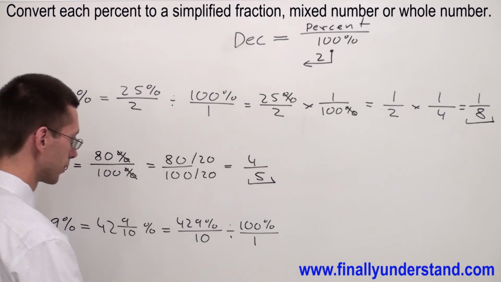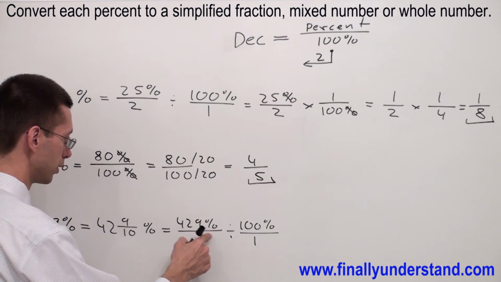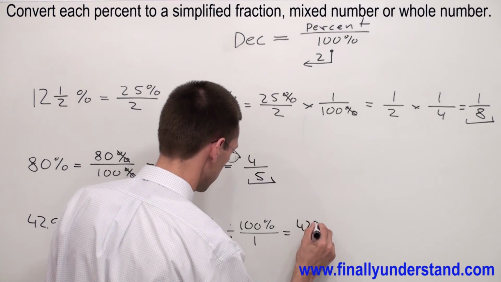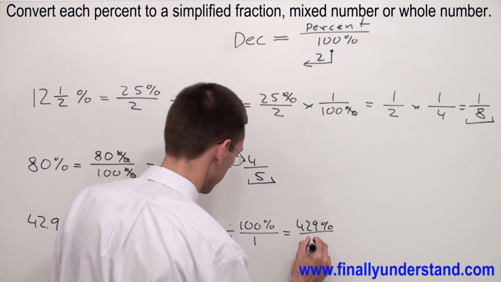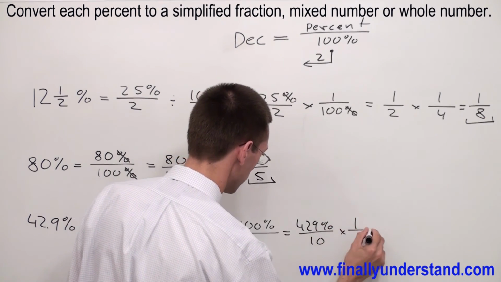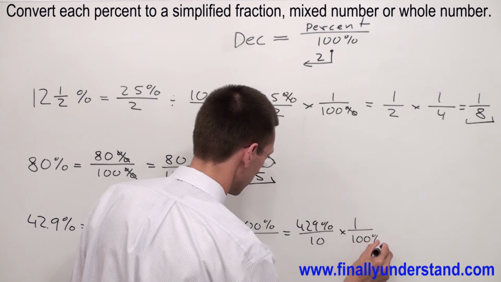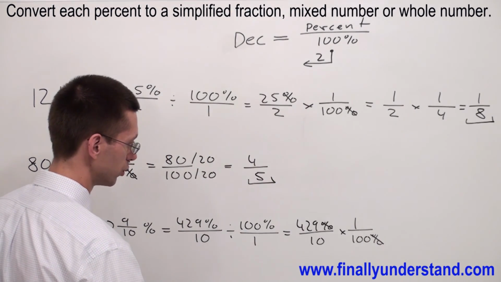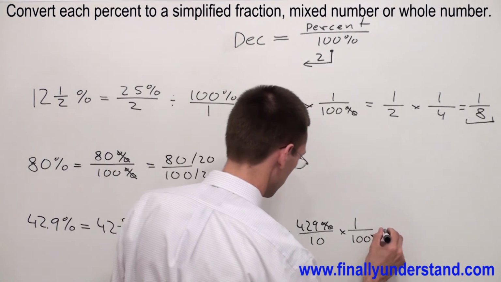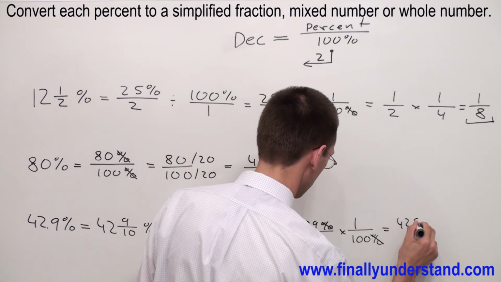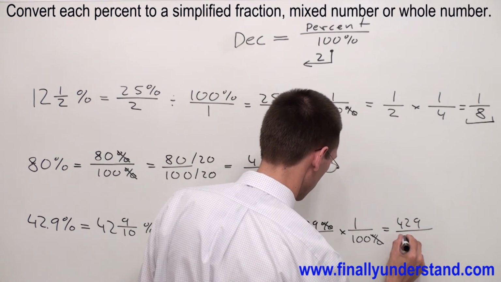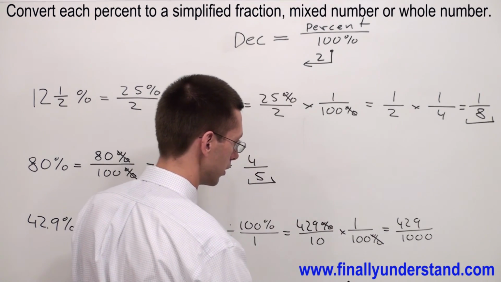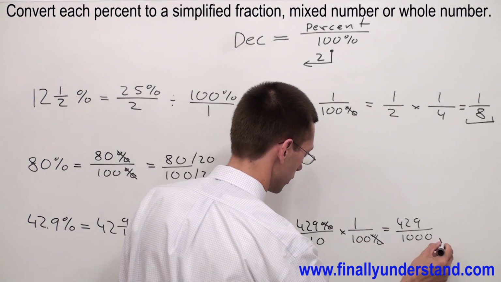Right? Next, remember, the first fraction has to be copied down, the second has to be flipped upside down. So I'm going to have 429% over 10 times 1 over 100%. Percent and percent will cancel out, and basically I cannot reduce anything at this moment, so that's why I'm going to have 429 over 1000. I cannot reduce this fraction, so that's why this is my solution.